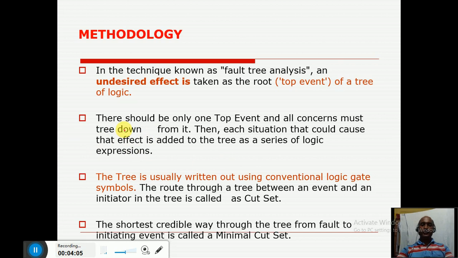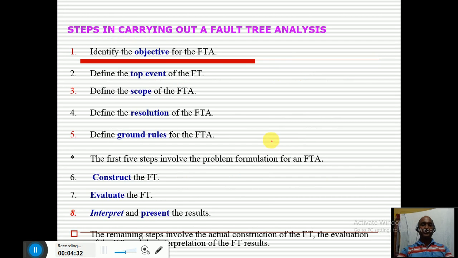There should be only one top event and all concerns must tree down from it. Then each situation that could cause that effect is added to the tree as a series of logic expressions. When you are putting the causes in a logical manner, we need some logical symbols, so we'll introduce which logical symbols are used in this system.